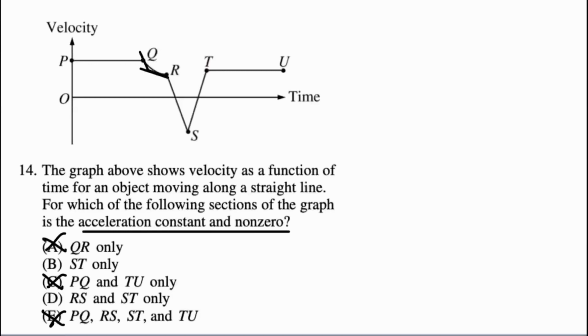Now RS, this is going to be a constant acceleration because it's a linear line segment, and it's not going to be zero because it's not horizontal. It's going to be a negative acceleration, a negative constant acceleration. And same thing with TS, it's a linear line segment that isn't horizontal, so it's going to be a positive constant acceleration. So our answer is going to be D.